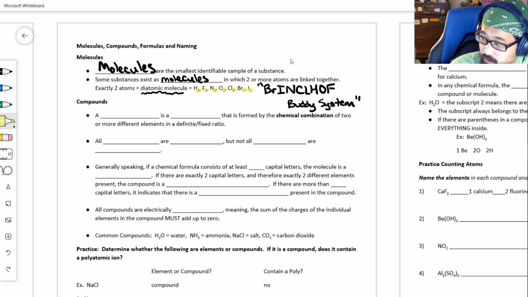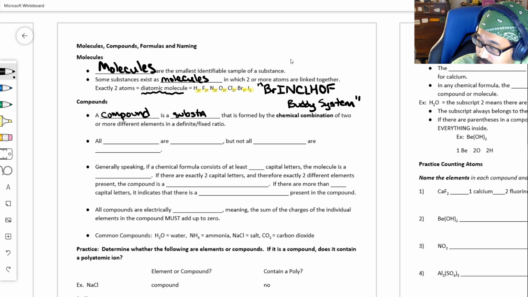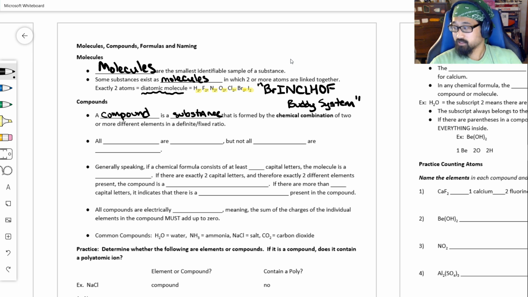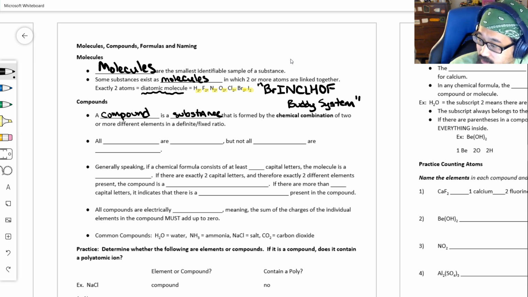Again, first part is a definition. Oh, and just kidding, I'm still on the highlighter. All right. A compound is a substance that is formed by the chemical combination of two or more elements in a definite or fixed ratio. Same definition we had as before. A small clarification: all compounds are molecules, but not all molecules are compounds.